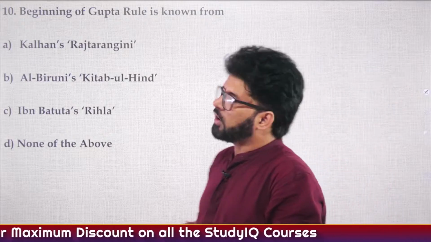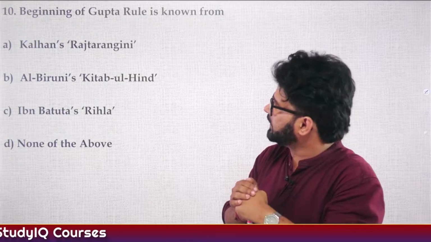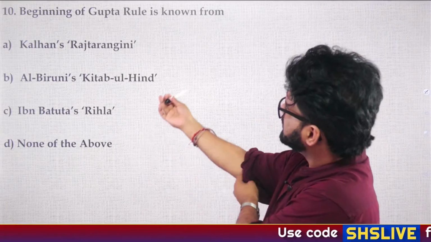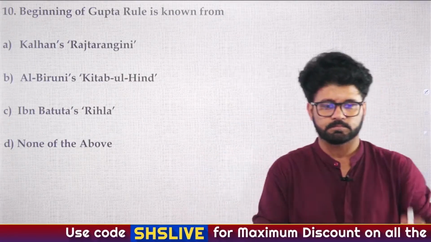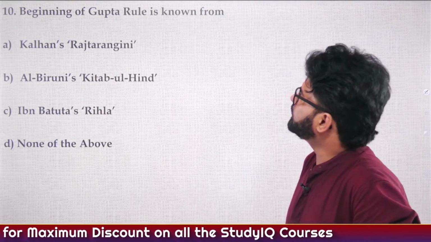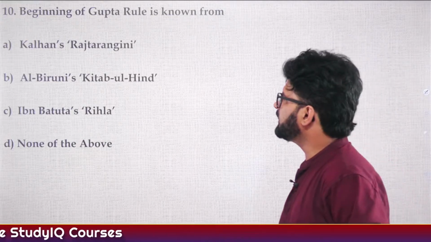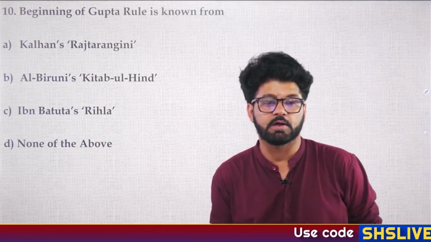Last question of the day. Beginning of Gupta rule is known from A. Kalhana's Rajatarangini, B. Al-Biruni's Kitab-ul-Hind, C. Ibn Battuta's Rihla, D. None of the above. Very good, Pradeep. So the beginning of Gupta rule is known from A. Kalhana's Rajatarangini, B. Al-Biruni's Kitab-ul-Hind, C. Ibn Battuta's Rihla, D. None of the above.